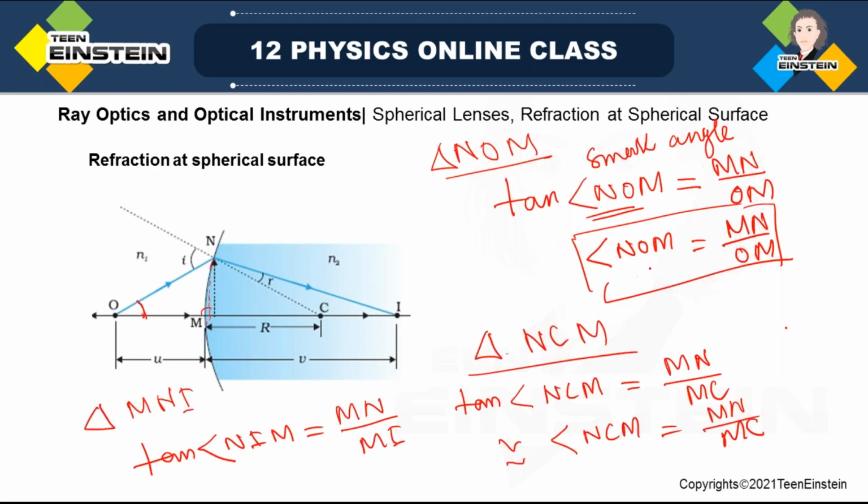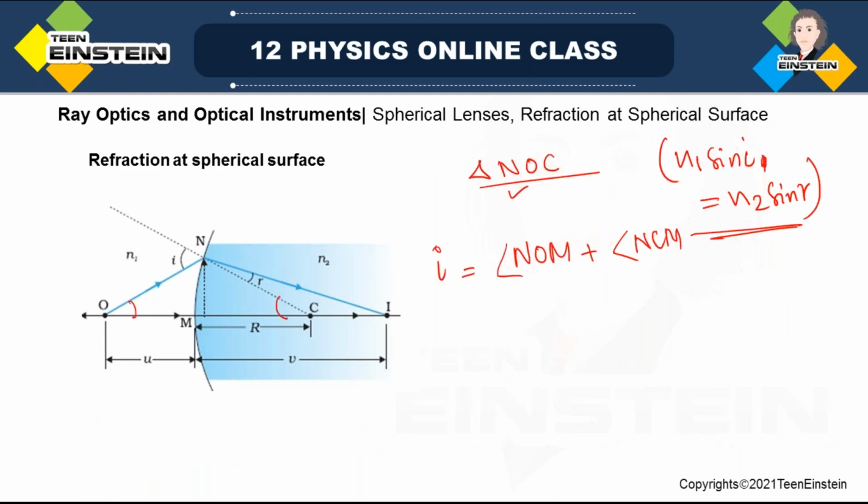Let us see what we have got. Angle NOM means MN by OM. And NCM means MN by MC. I can just write them. NOM means MN by OM. Here, NCM is MN by MC. So this I have got.